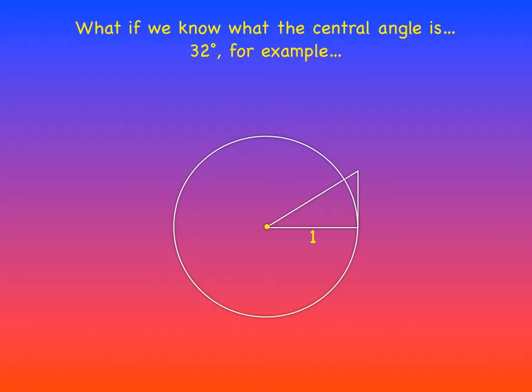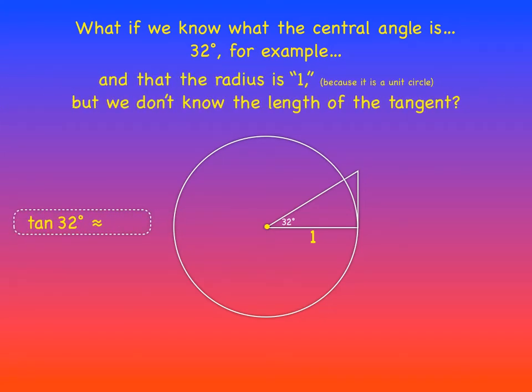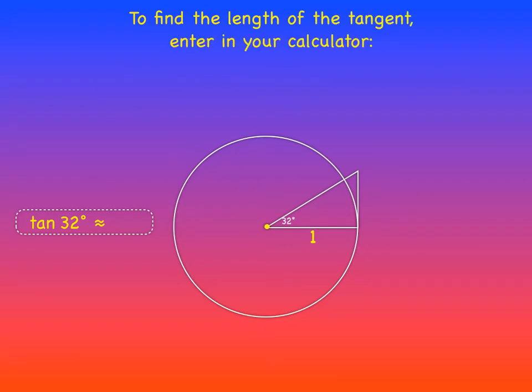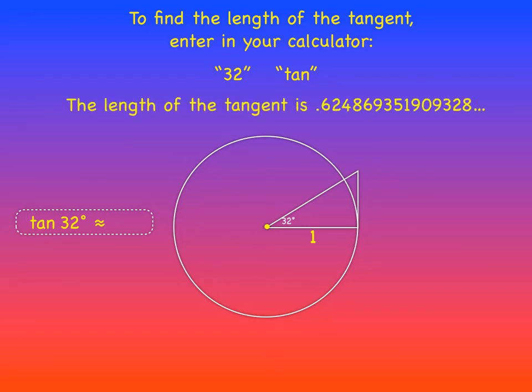Here's another question. What if we know what the central angle is? Let's say 32 degrees, for example. And we know the radius is 1 because it's a unit circle, but we don't know the length of the tangent. What do you do about that? To find the length of the tangent, enter in your calculator 32, tangent, and the calculator will tell you the length of the tangent is 0.624, and a long number. We'll round that to 62 hundredths. So the tangent of 32 degrees is approximately 62 hundredths.